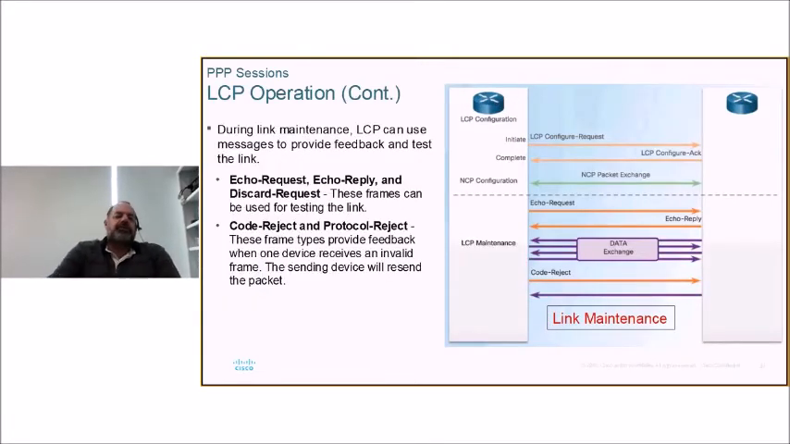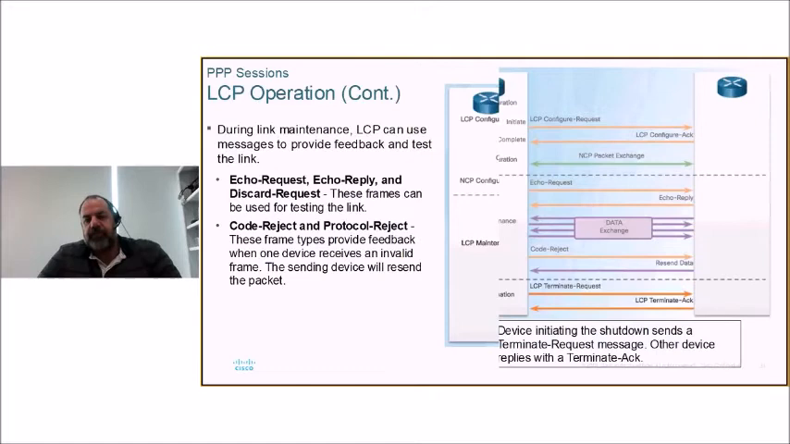During link maintenance, LCP can use messages to provide feedback and test the link. There are echo request, echo reply, and discard request frames, and they're used for testing the link. Code reject and protocol reject frame types provide feedback when one device receives an invalid frame. The sending device will resend the packet or frame, I suppose.